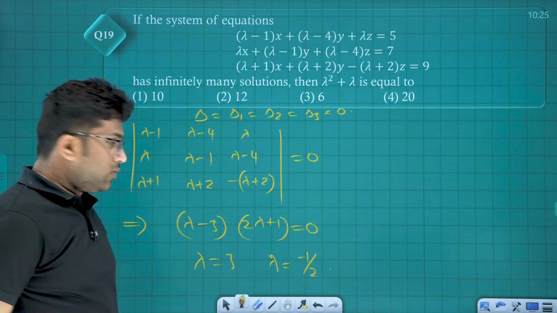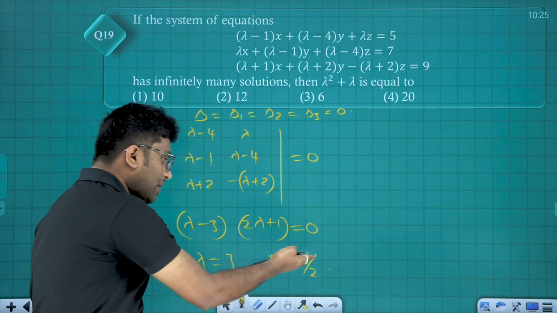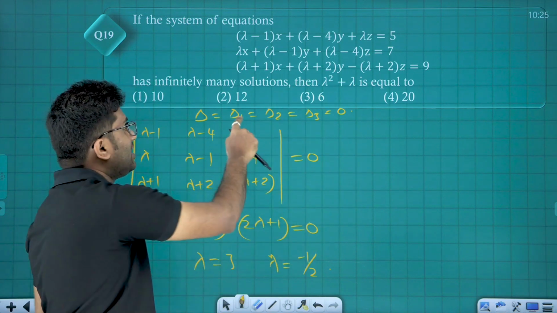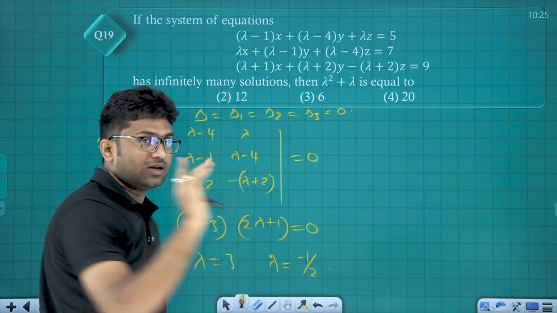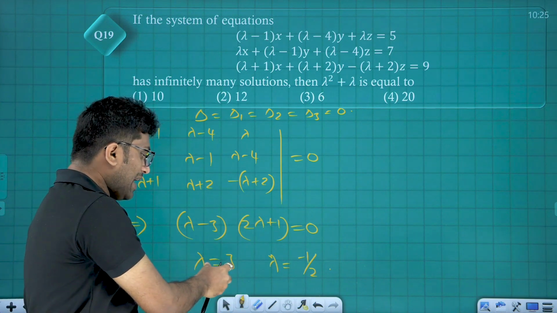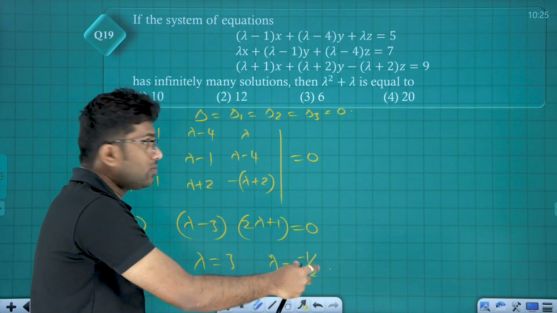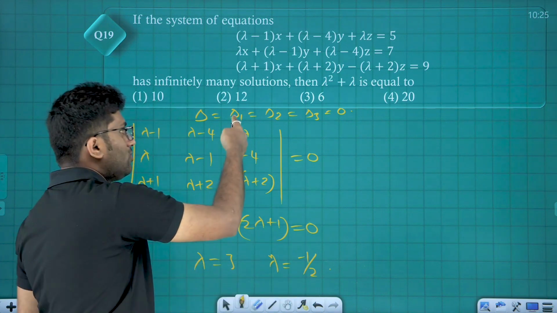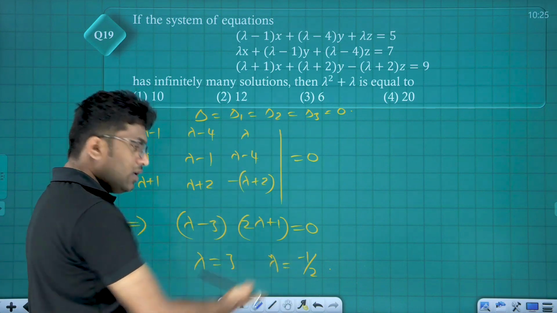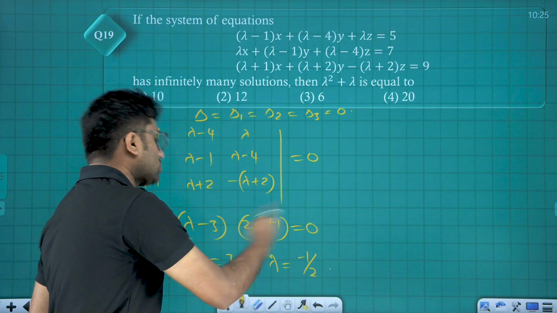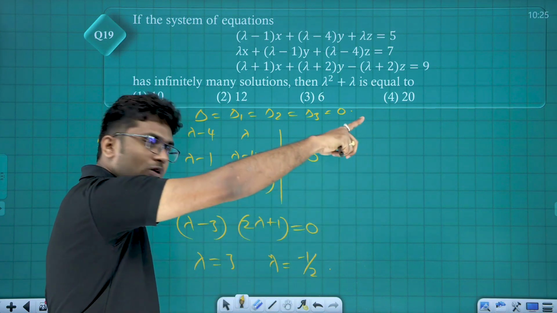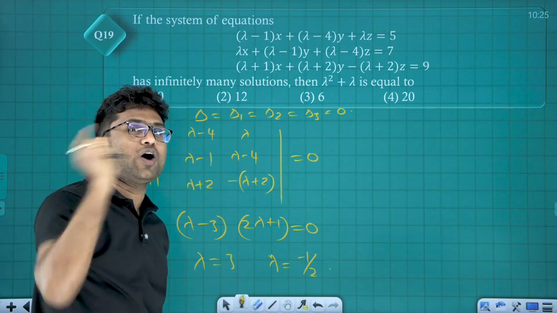Lambda takes only one value. So sir, will it be 3 or minus 1 by 2? We will get that by taking one more determinant, either delta 1 or delta 2 or delta 3. Either to take lambda equals 3 or lambda equals minus 1 by 2, we will get that conclusion from one among these three determinants. You can take either delta 1 or delta 2. From there you will get one more solution. I mean, if it is only lambda equals 3, there it will be only lambda 3. You will be taking only the common values.